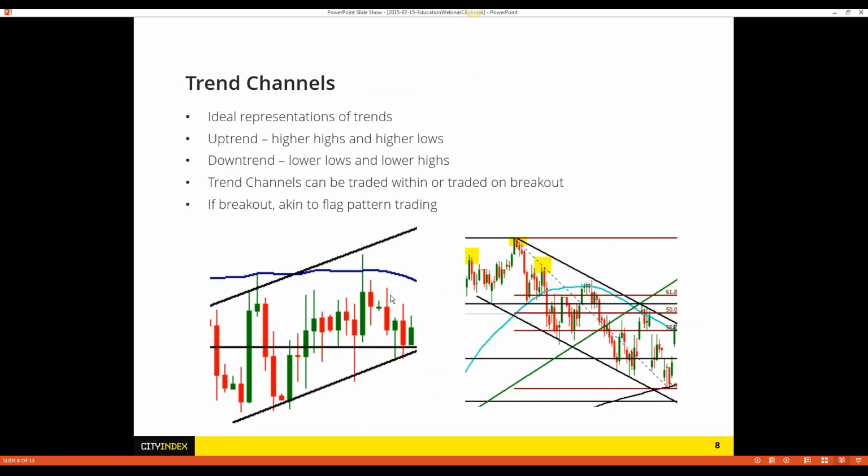So, okay, trend channels real quick. Trend channels are ideal representations of trends. In an uptrend, we have higher highs and higher lows. And in a downtrend, we have lower lows and lower highs. In the world of technical analysis, those are textbook descriptions of uptrends and downtrends, and what represents a textbook description of uptrends and downtrends? They are trend channels. Very simply, trend channels.